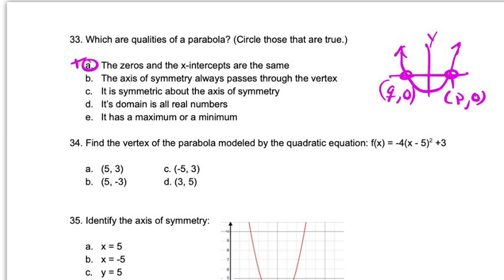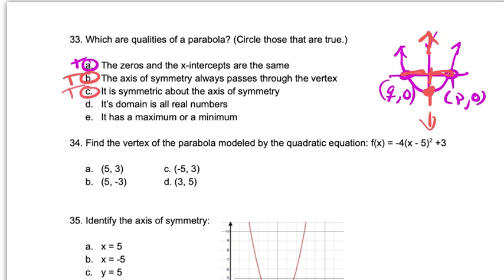The axis of symmetry always passes through the vertex. That's absolutely true. That's the one point on a parabola that is not symmetric. Didn't have a matching point, so that's true. It's symmetric about the axis of symmetry. Yeah, that's the whole point, that these 2 points here, they match across from each other. It's symmetric about that axis.